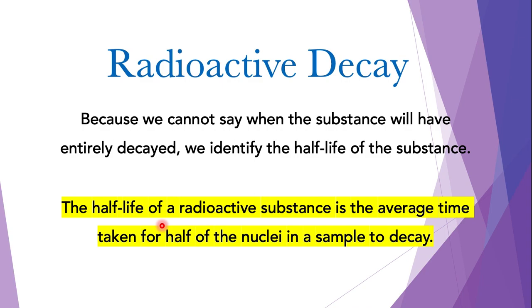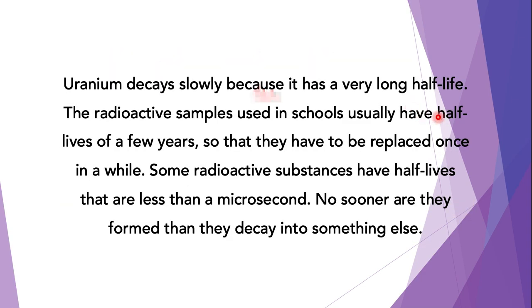When half of the nuclei in a sample decay, that's the half-life of a radioactive substance. It is the average time, remember, it's not a specific time, it's an average time because the time can vary from element to element. So we might know the half-life of uranium, the half-life of americium, or any other radioactive substance. So uranium decays slowly because it has a very long half-life. The radioactive samples used in schools usually have half-lives of a few years, so that they have to be replaced once in a while. Some radioactive substances have half-lives that are less than a microsecond. So no sooner are they formed than they decay into something else.